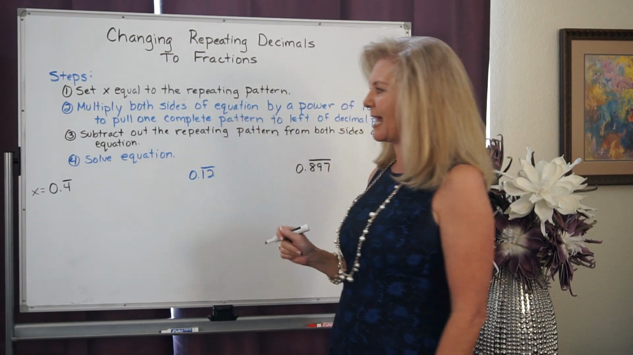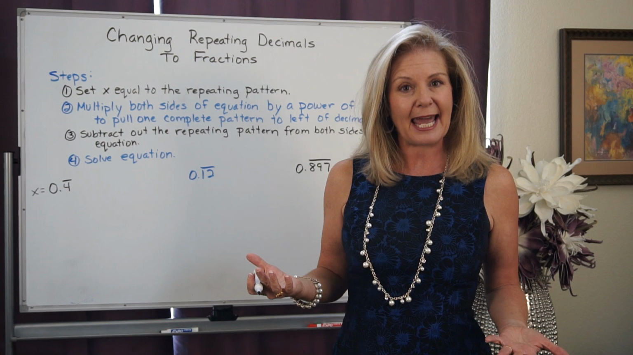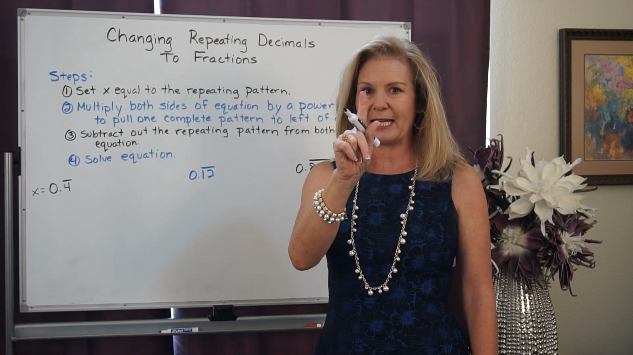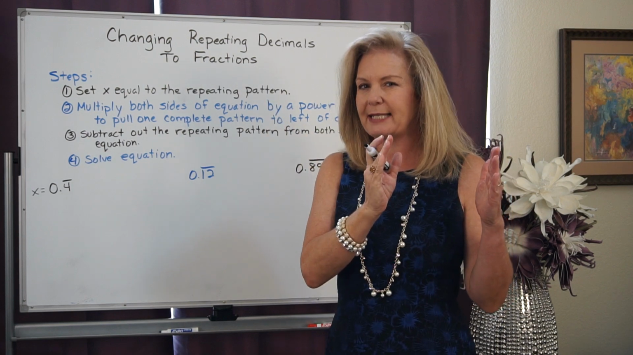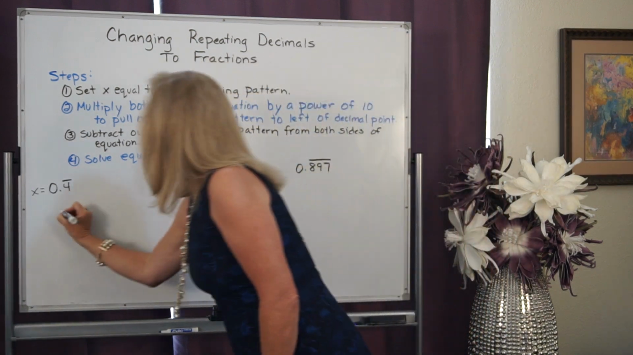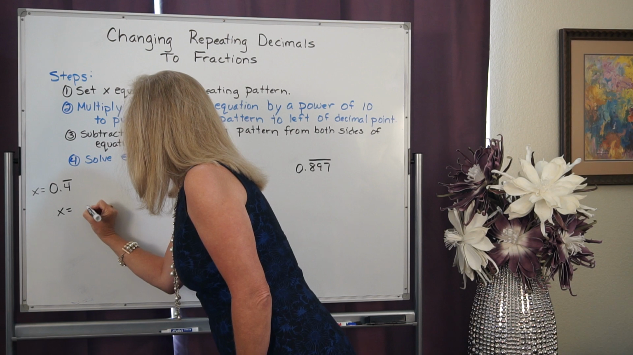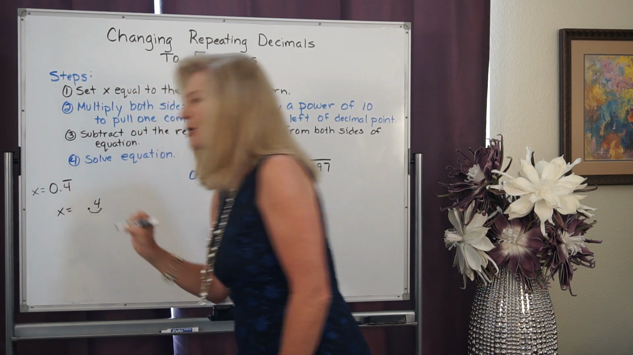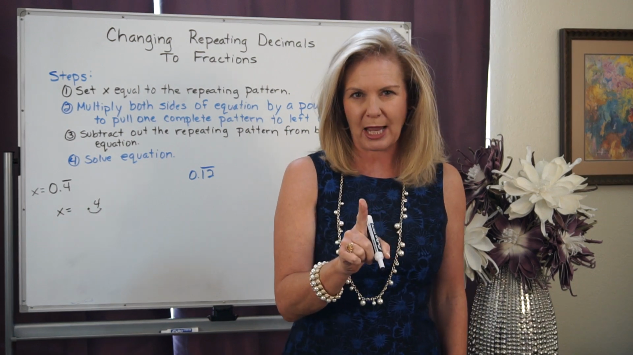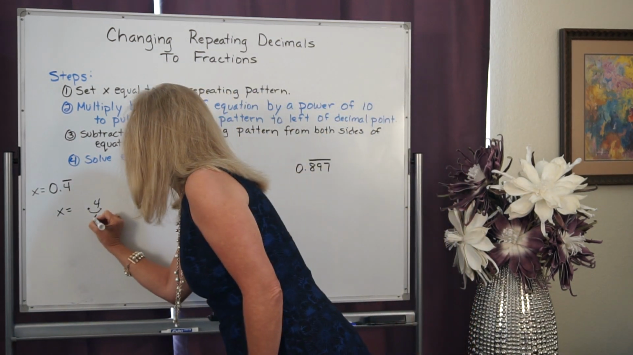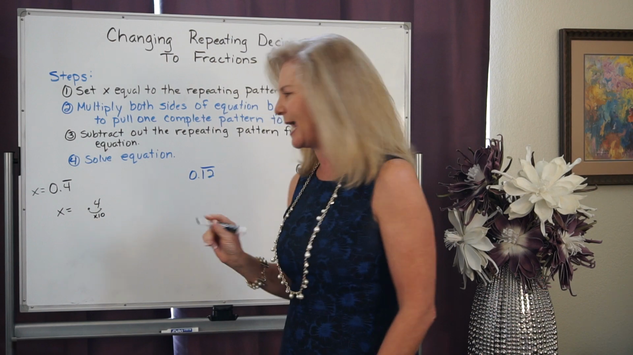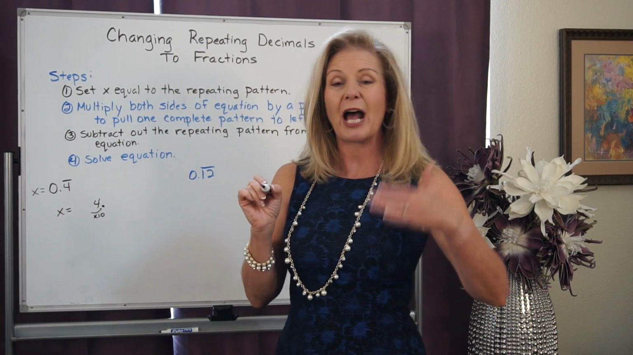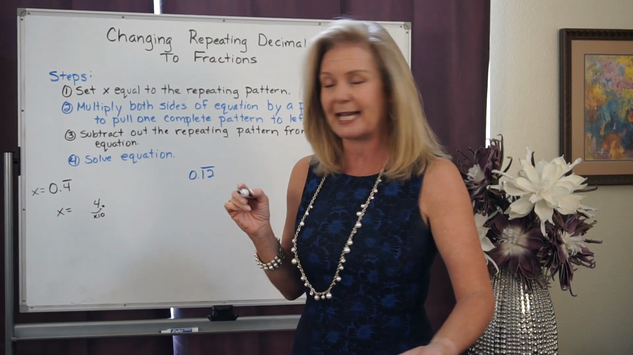Now step 2 says, well, if that's the case, then we want to pull out one of those repeating patterns to the left of the decimal point. So what I'm going to do is rewrite this, and I want to move this decimal one place value over, which means I'm going to multiply by a power of 10. So when I multiply by that power of 10 and that decimal point moves over, I now have a single 4 to the left of the decimal point.